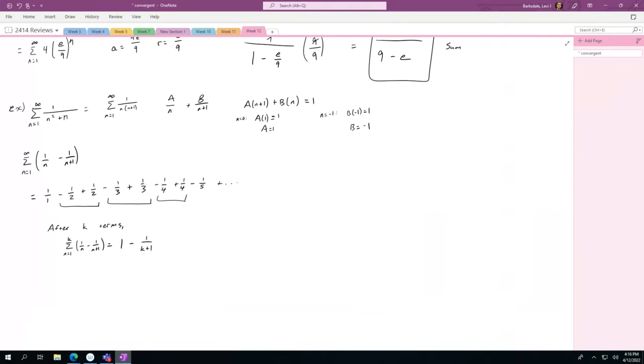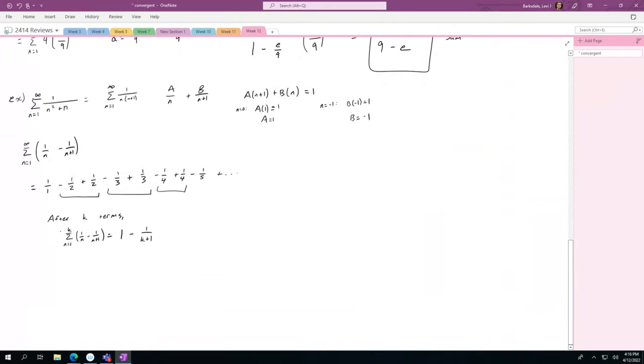Let's see, where was I? After k terms, we get that our sum is equal to 1 minus 1 over k plus 1. But then, of course, in our original, we had k as infinity. So then taking the limit as k goes to infinity of this sum, well, 1 over k plus 1 just goes to 0. So this limit is 0, right? Okay.